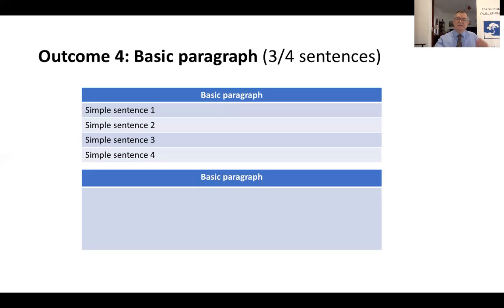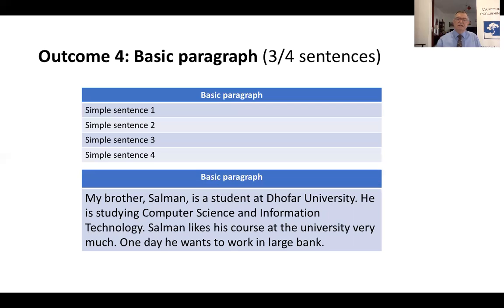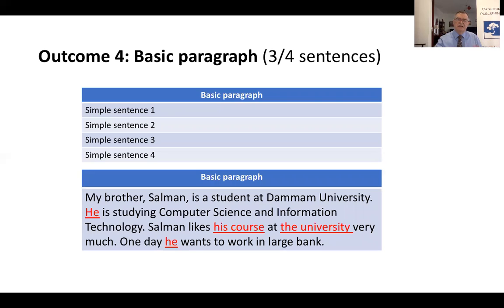So, as I said, it's not just a list of simple sentences. Look at this little paragraph here. My brother Salman is a student at Dhofar University. He's studying computer science. And there we see the cohesion that makes this into a nice little paragraph that is cohesive and coherent as well. So his course refers back to computer science, the university refers back to Dhofar University, and so on.